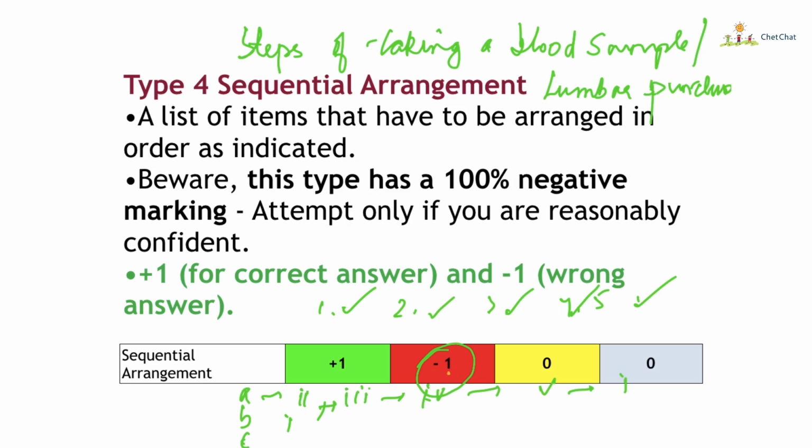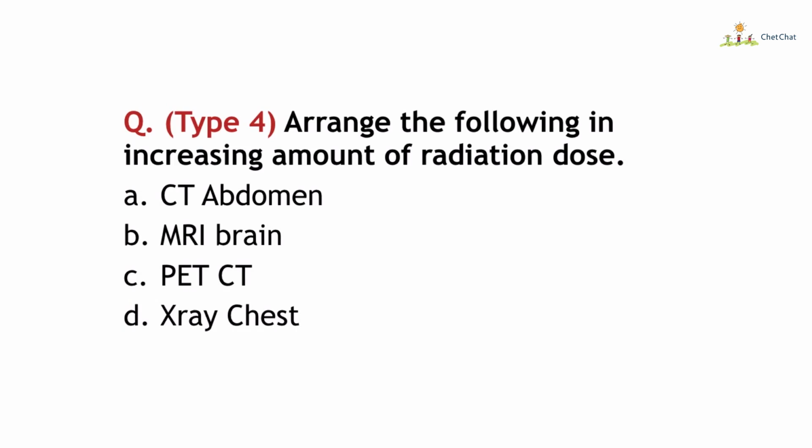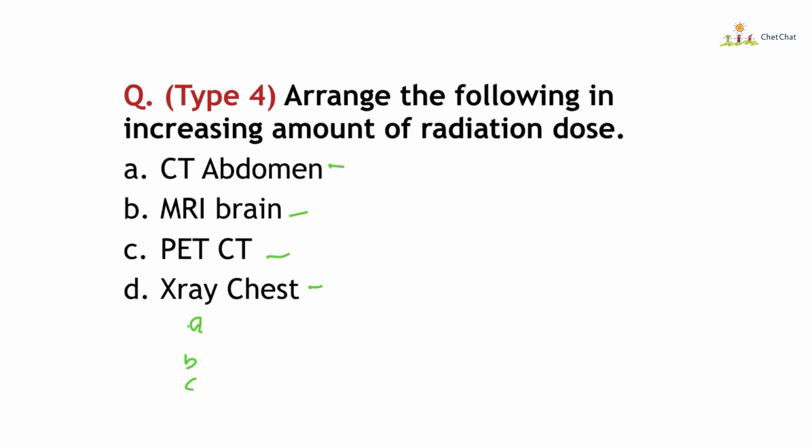But the thing is, you have to be very sure that you're ruling out in the correct manner because the negative is -1. So it is an easier question, but if it's an easier question, they give you a higher penalty for going wrong. So you have a +1 and a -1. So again, arrange the following in increasing amount of radiation dose. So these are the options A, B, C, D. These are CT abdomen, MRI brain, PET CT, X-ray chest. The basic thing is that you must make sure to read the wording.